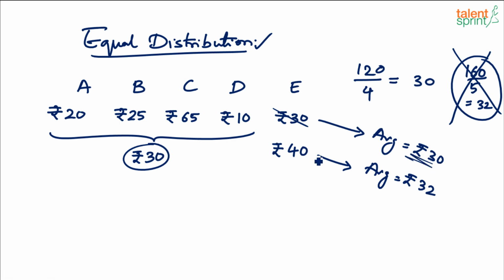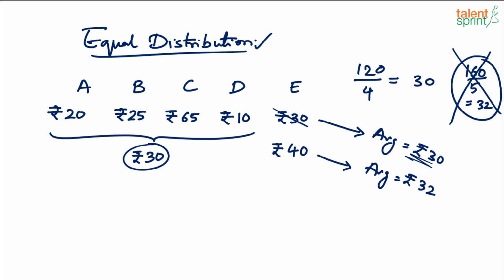But if E comes with more than 30, E has got something additional for the group. Yes or no? E was supposed to come with 30 rupees, but E has come with 40 rupees. He has got something extra. That extra should be divided equally among the 5 persons, which means the group is going to get something more than 30 now. The group will get some profit, right? Group is going to get something more than 30, right?